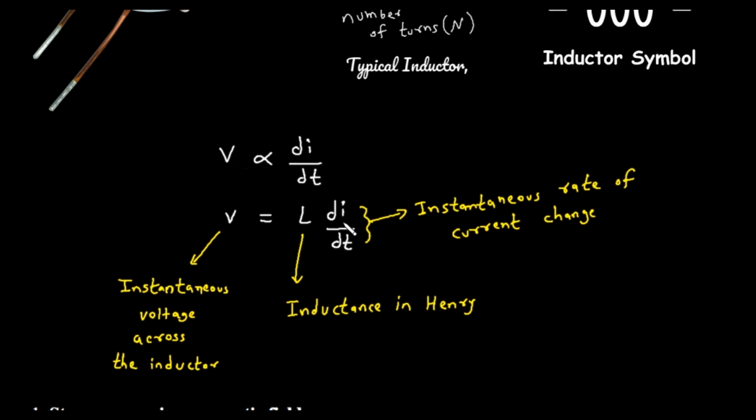To turn this into an equation, we introduce a constant called L, which stands for inductance. This gives us the most important formula for an inductor, V equals L * dI/dt. In this formula, V is the instantaneous voltage across the inductor. L is the inductance, which is a measure of the inductor's strength. We measure it in a unit called the Henry. And dI/dt is the instantaneous rate of current change.